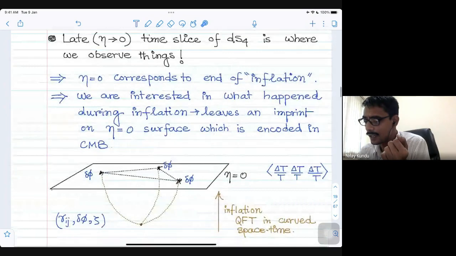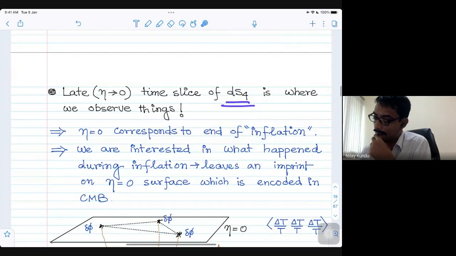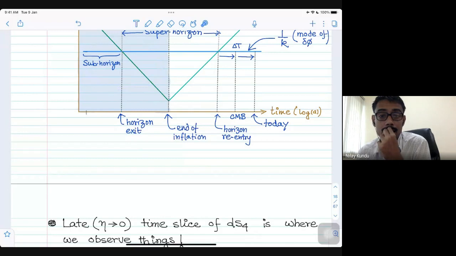So now, this de Sitter space-time was during the time when inflation was running.